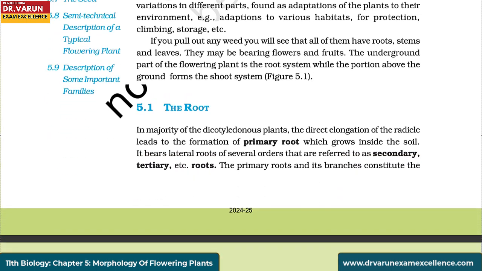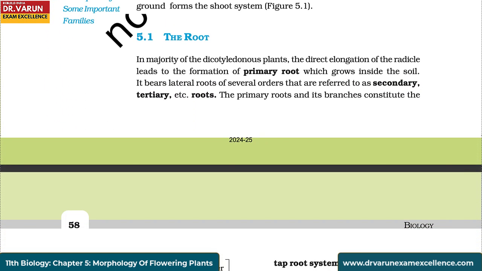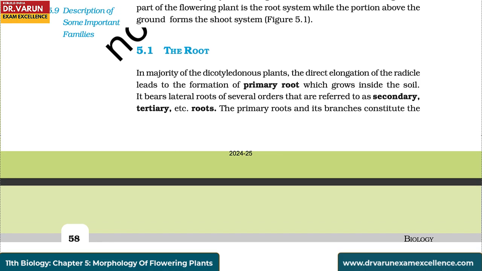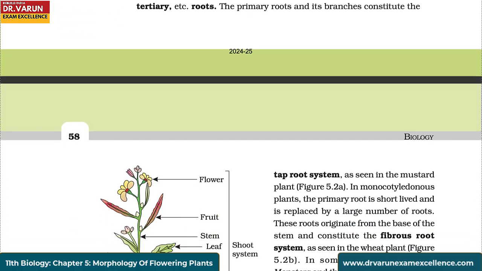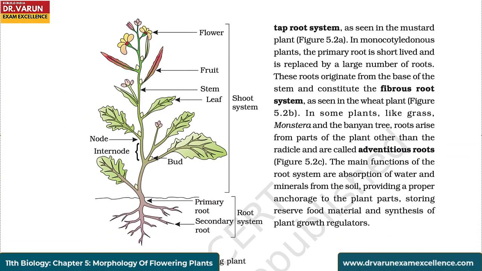The root. In the majority of the dicotyledonous plants, the direct elongation of the radicle leads to the formation of the primary root, which grows inside the soil. It bears lateral roots of several orders that are referred to as secondary, tertiary, etc. roots. The primary root and its branches constitute the tap root system, as seen in the mustard plant.